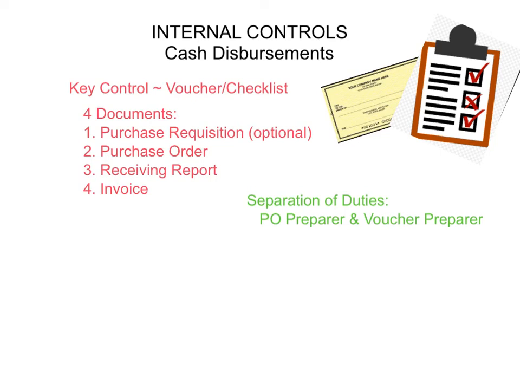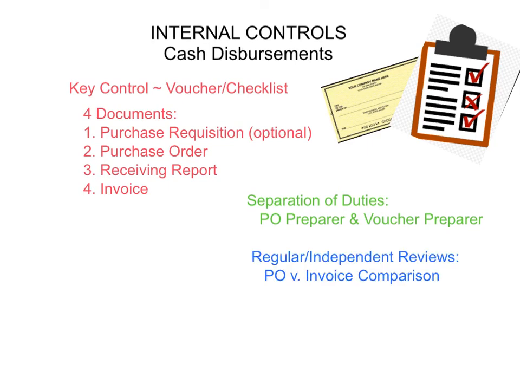Now let's discuss our separation of duties over this area. The purchase order preparer and the voucher preparer should be 2 separate individuals. Even if they both work for the accounting department, these should be 2 separate individuals so that we do not have a person purchasing items and then also approving the invoice for payment.